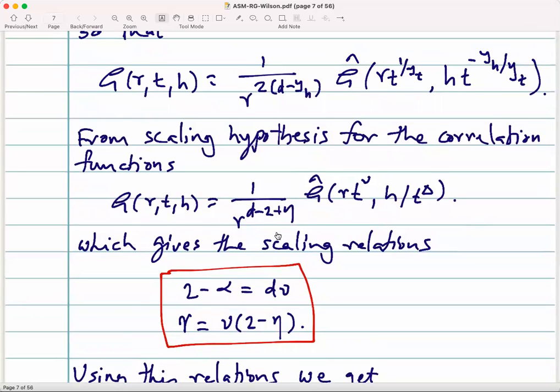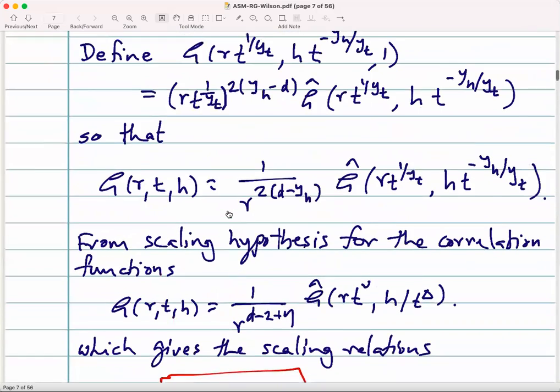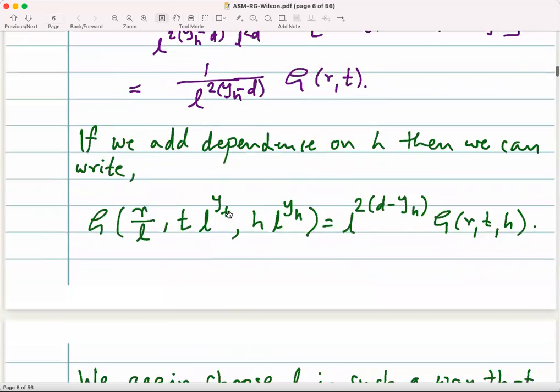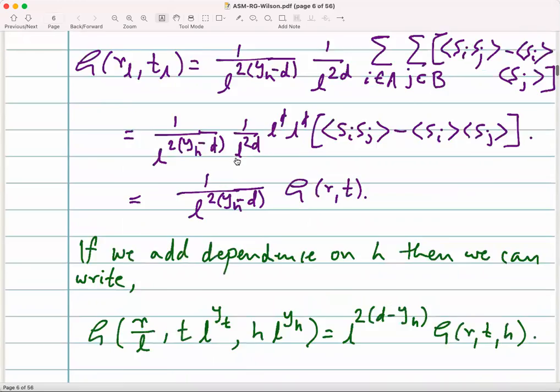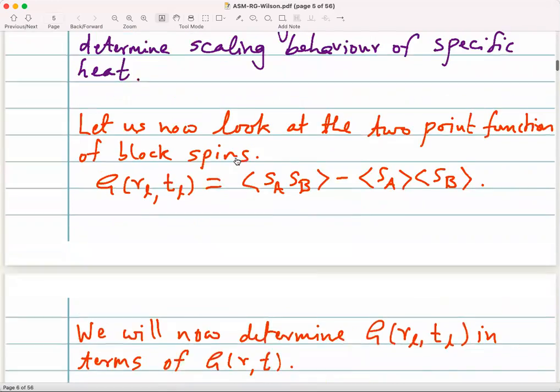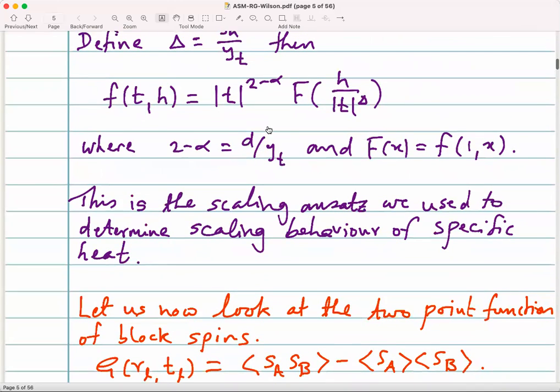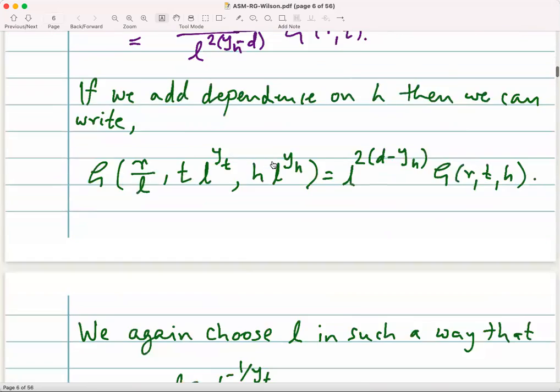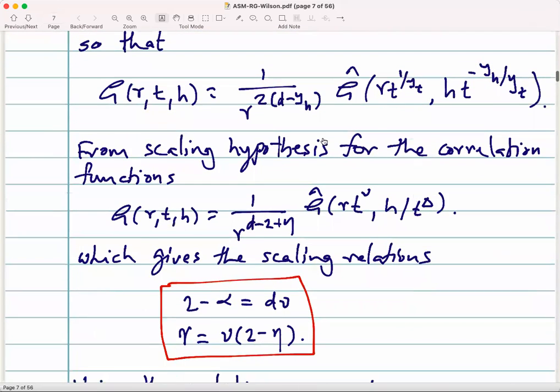From this you can basically read out the scaling relations. 2 minus alpha is a quantity that we had discovered some time ago. Sorry, so back again. Okay, which is d upon yt, but 1 over yt is nu, something we just found out here. Okay, so therefore 2 minus alpha is d times nu. Okay, and gamma is basically nu times 2 minus eta.